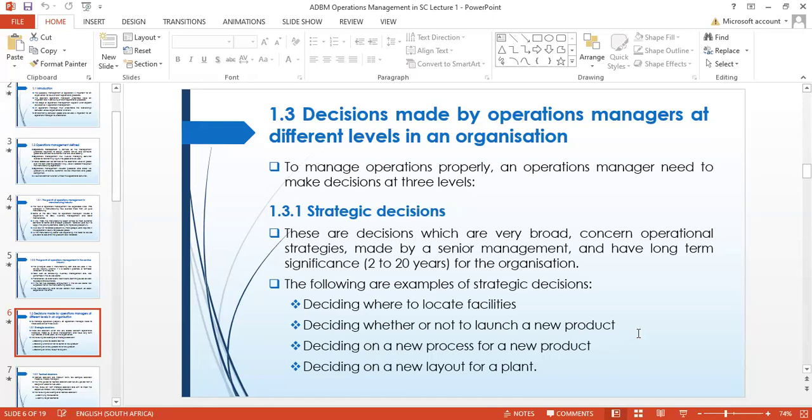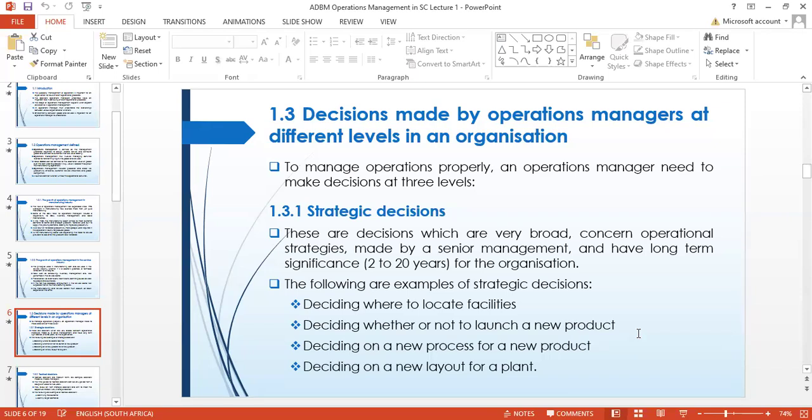Deciding whether or not to launch a new product, right? It is the senior managers who decide whether they should launch or not a new product. And we have seen situations where the operations managers or the senior management were supposed to launch a new product, but they delayed. And at the end, when the product is launched, it fails. We have seen it.